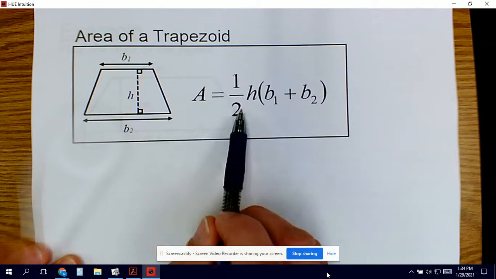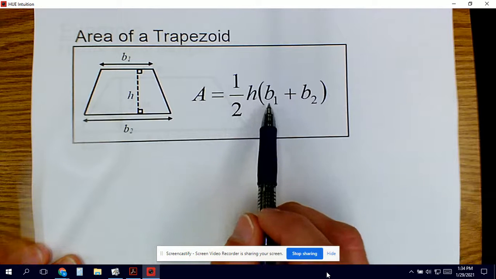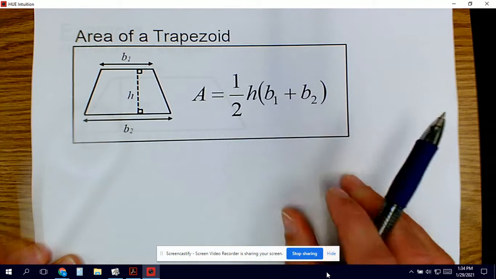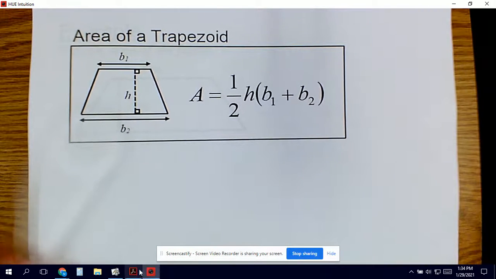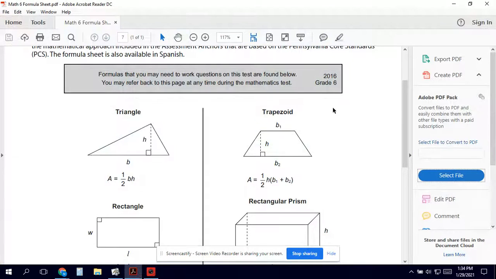Formula: A equals 1/2 H times the quantity of B1 plus B2. You can grab this formula straight from your formula sheet. The trapezoid is the top of the right-hand column. Here's your trapezoid. Area formula, just like we mentioned, 1/2 times H times the quantity of B1 plus B2.